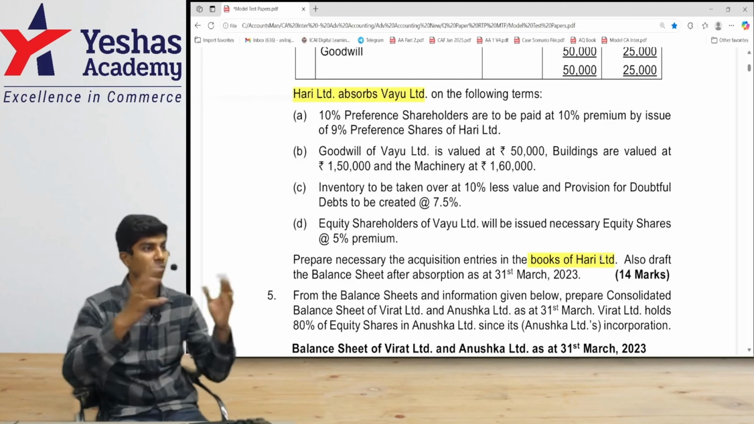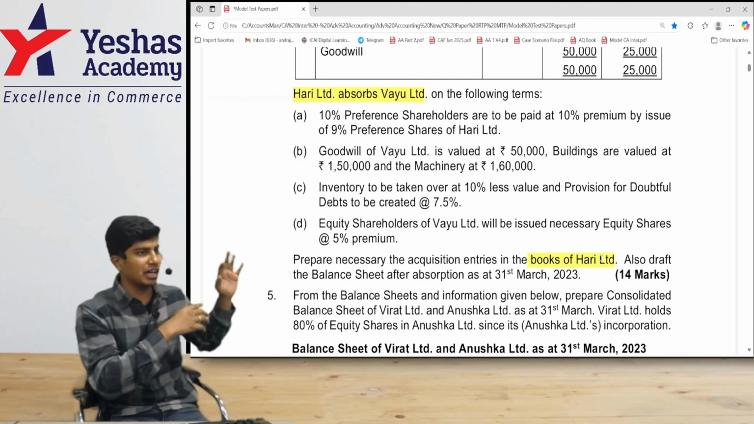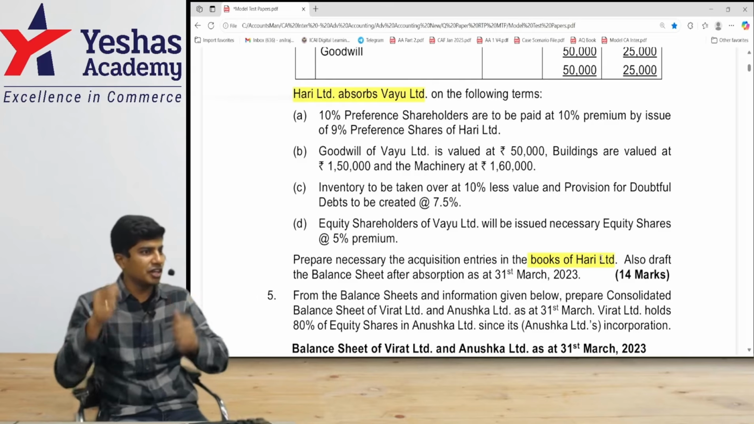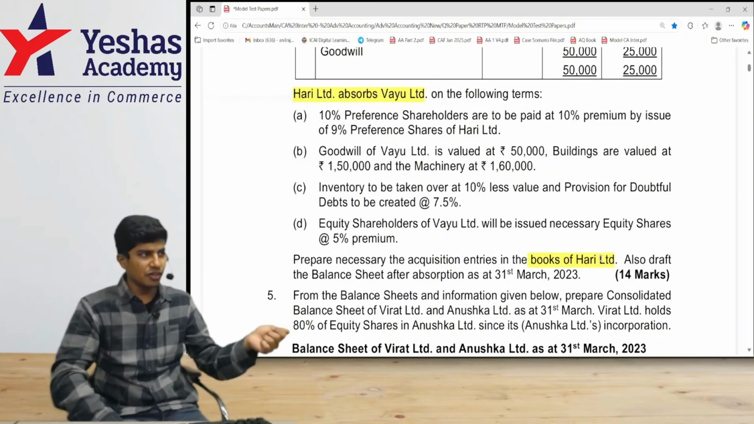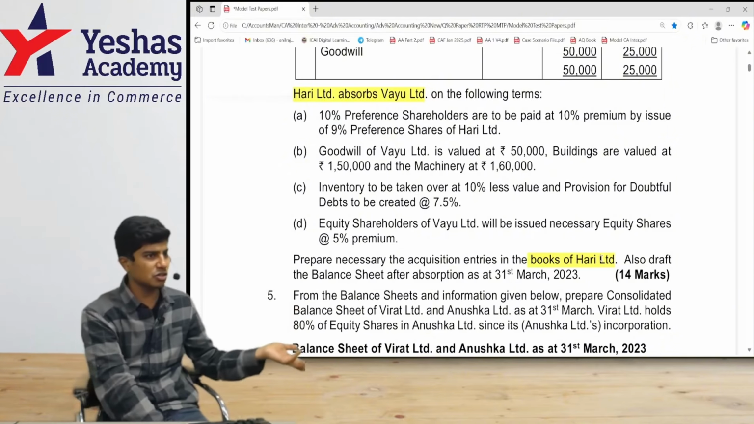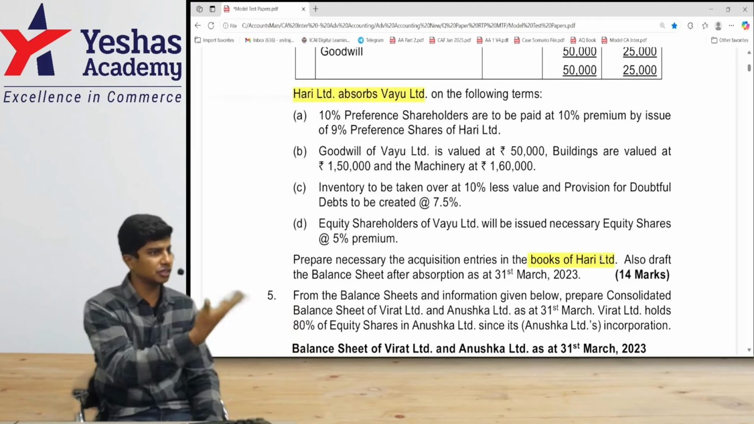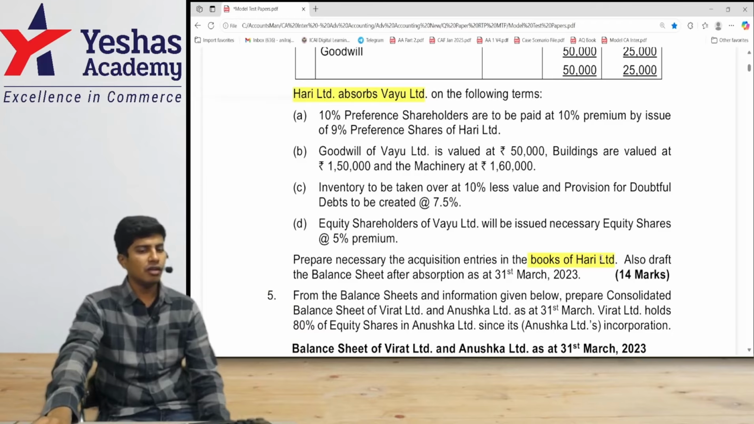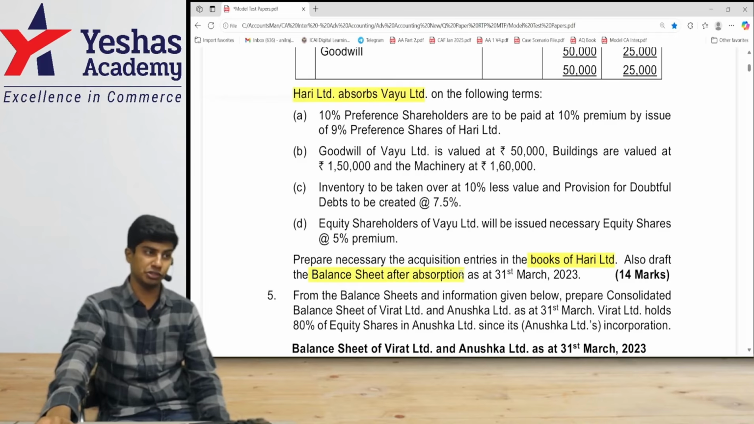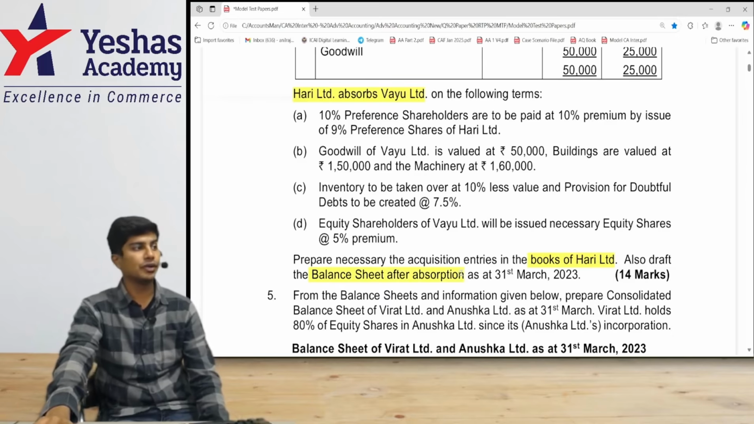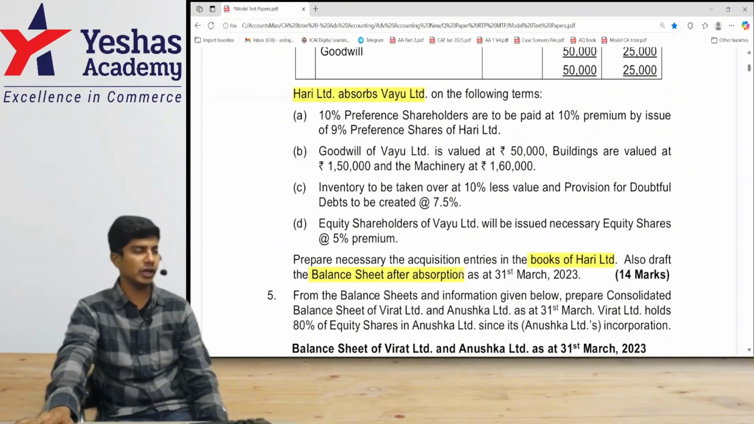Remember the story? Opening the box, taking the assets and liabilities, keeping them in the almirah, kicking the box, paying the money, then TRUMS. If you don't know what I'm talking about, please do revise the basics of amalgamation once today or in the middle. Stop this problem, do that revision, then come back and watch the rest of it. We've also been asked to draft the balance sheet after absorption. We need to write accounting entries and then also draft the balance sheet after absorbing Vayu.